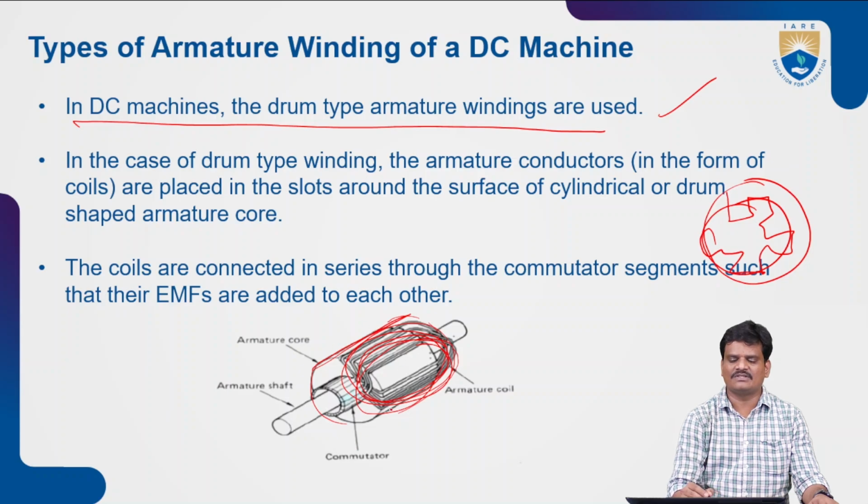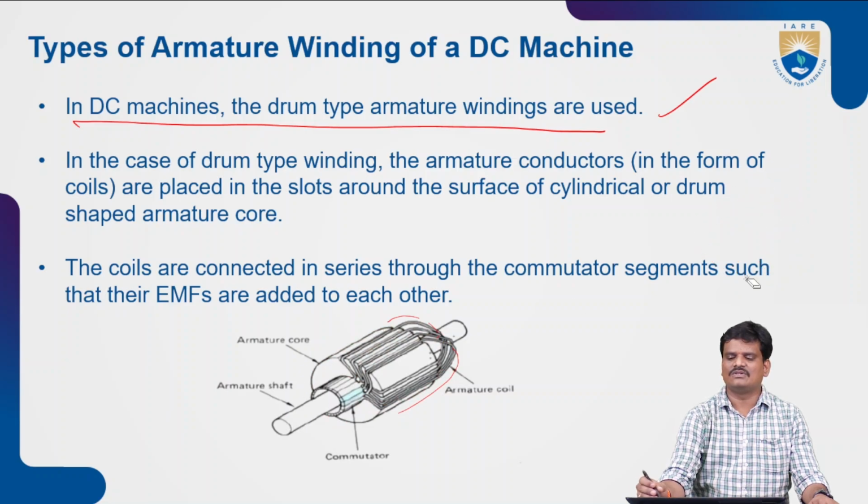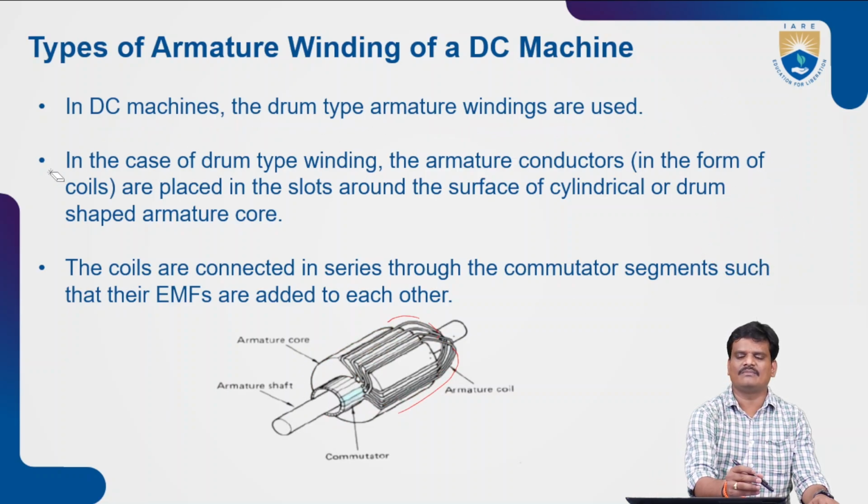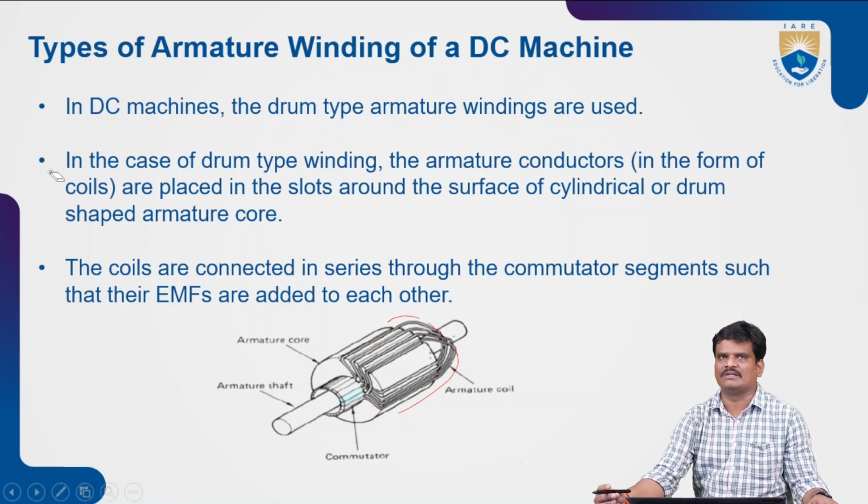So there is an armature core, and within the slots of the armature core I am placing some amount of winding, which is called an armature coil, and this combination is connected to a commutator, and finally it is connected to a shaft. So this is regarding the main use of having drum type armature windings.